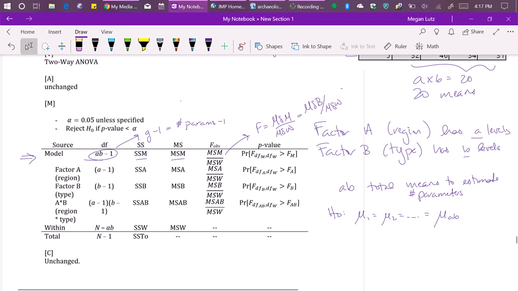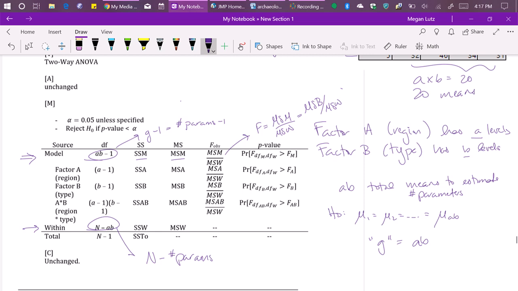So then let's look at within. Now that we can understand that G is just the total number of parameters, so that would be A times B, we can see that our within degrees of freedom is the same thing. It's still n minus the total number of parameters. So that's just n minus A times B, or n minus the total number of means that we're estimating in this case, which is the number of parameters, A times B.